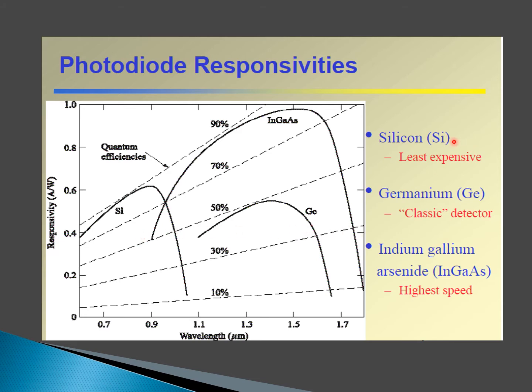Silicon is the least expensive. That is the advantage of silicon. Germanium is the classic detector. And indium gallium arsenide has the highest speed. So that's why in current technology, usually they use indium gallium arsenide as the material for the photodiode.